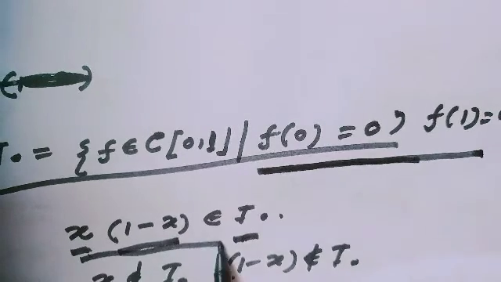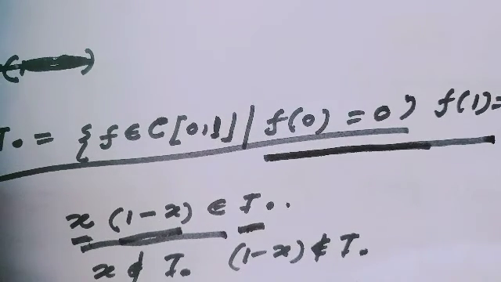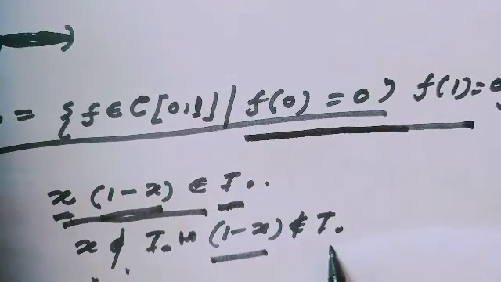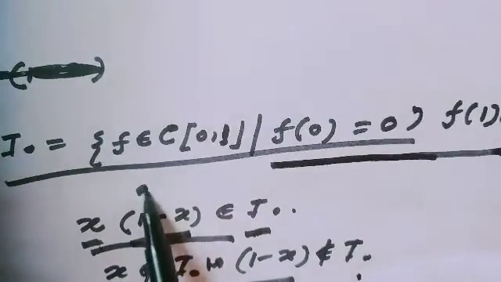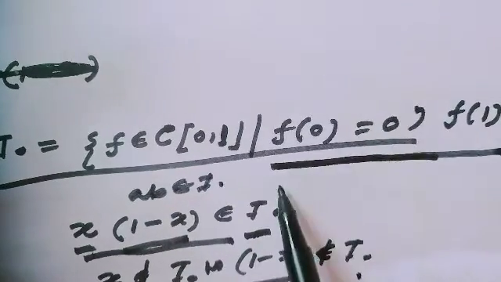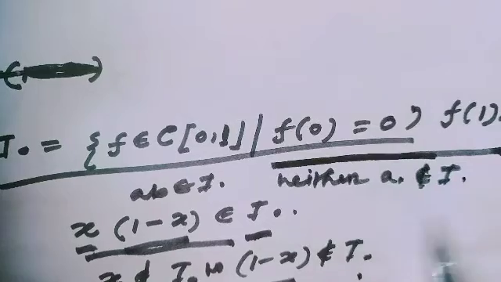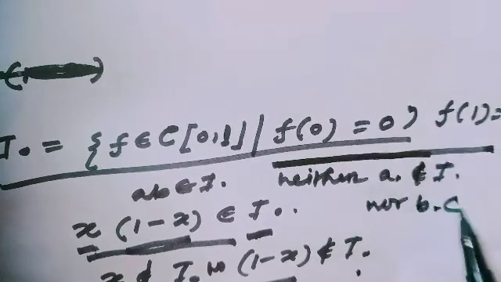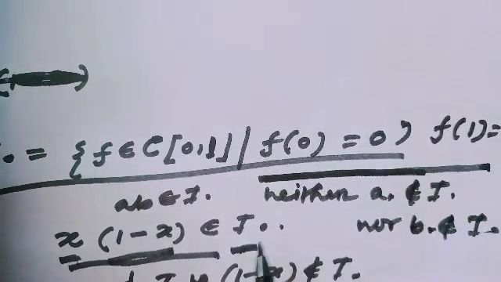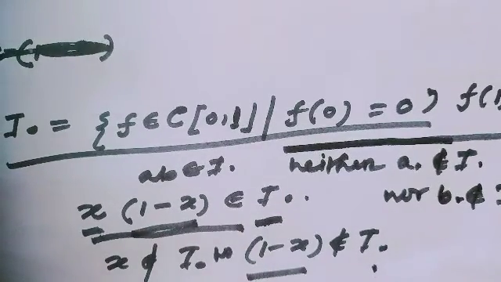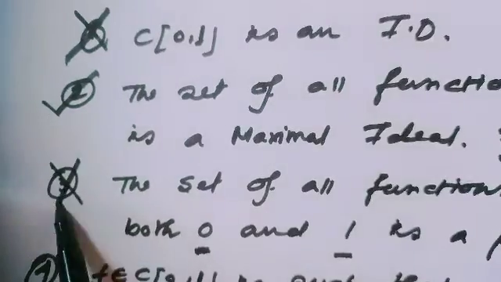Just look, but notice neither x belongs to I0 nor 1 minus x belongs to I0. That means I have got ab belongs to I0, but neither a belongs to I0 nor b belongs to I0. So obviously this ideal is not a prime ideal. Are you getting? That means option 3 is also a wrong option.